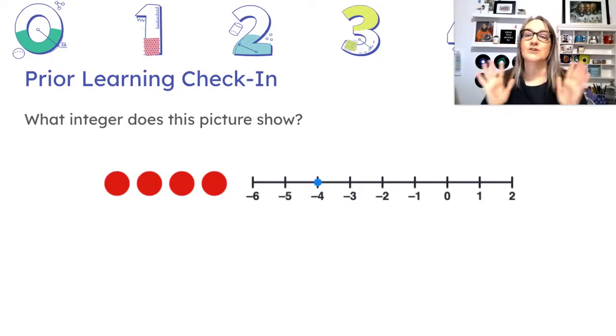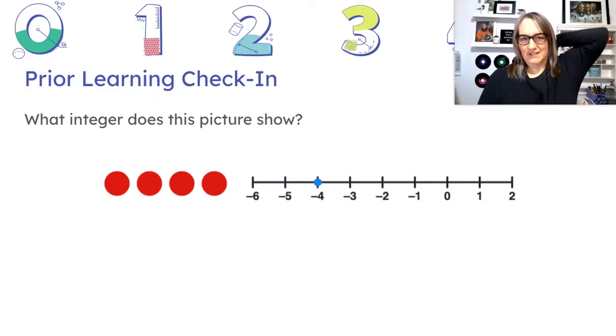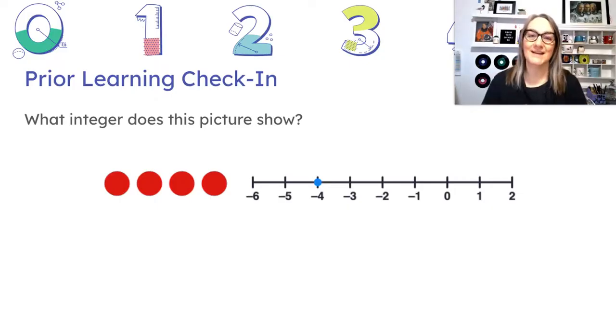Okay, here's one for you to try all on your own. What integer does this picture show? Take a second to think about it. Did you say negative 4? If you did, give yourself a big old pat on the back because you got the answer right.